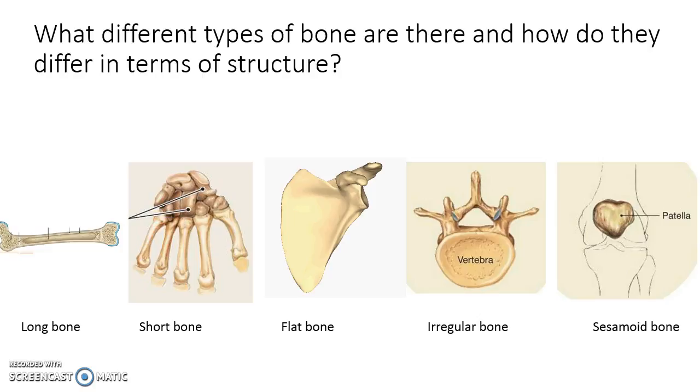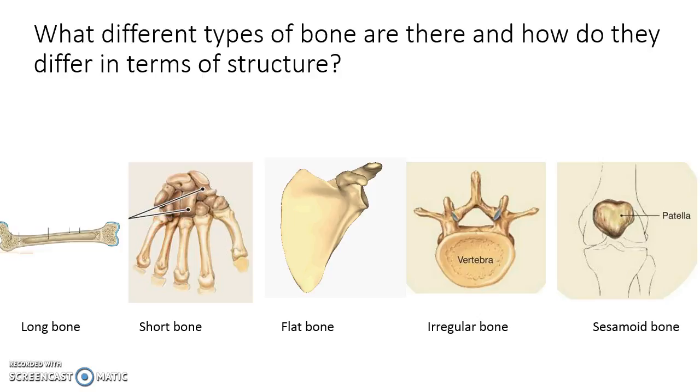So the final type of bone is a sesamoid bone. Sesamoid bones are usually short or irregular bones embedded in a tendon. The most obvious example of this is the patella, which you can see in the photo that I've put there, which sits within the quadriceps tendon.